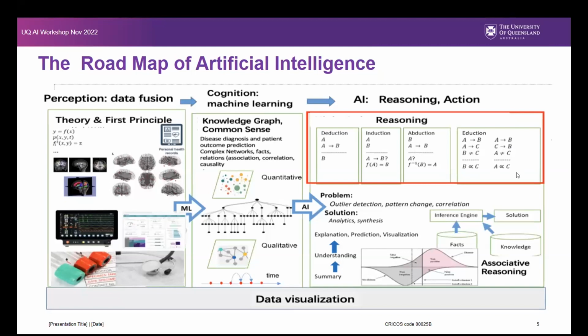So basically, so-called reasoning is a connectivity of those different types of relationships, such as association, correlation, covariance, contravariance, causality, and the dependencies, and so forth. They are all mathematically different. And finally, we also consider data visualization for AI.